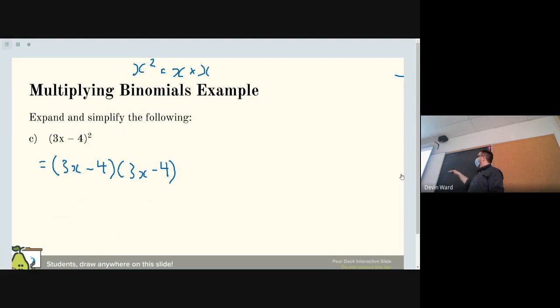Okay, and now we can use FOIL. They go first, outer, inner, and last. Why don't you guys try this on your own, okay? So multiply the first one together, the outside two together, the inside two, and then the last two. All right? Give it a try on your own, and then we'll take it up on the board.